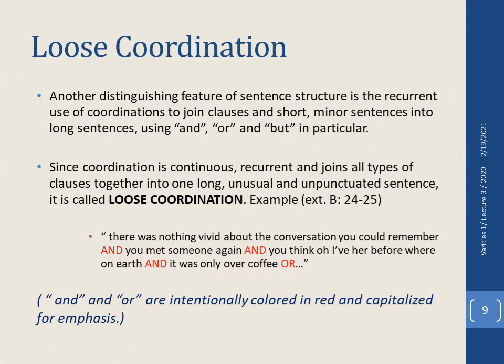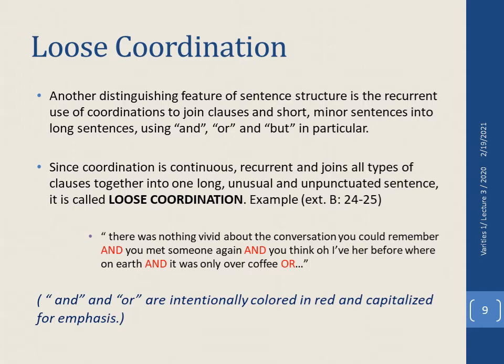One more prominent feature is the use of loose coordination. Coordination in grammar refers to words like and, or, but. And loose stands for something that is uncontrollable, something you cannot control, so something that is excessively used. So another distinguishing feature of sentence structure is the recurrent use of coordinations to join clauses and short minor sentences into long sentences, using and, or, but in particular.